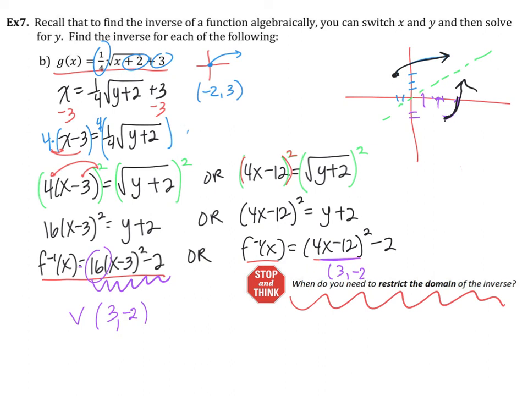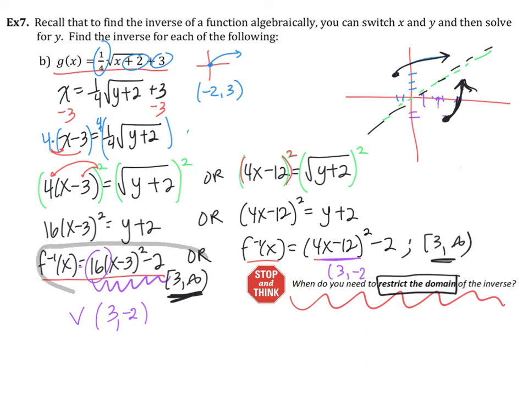So I have to restrict the domain. Both of these, I have to go from 3 to infinity only. So it's essential that I restrict the domain and I only go from 3 to infinity. And now I have a proper reflection over that y equals x line. So you must restrict the domain in order to get the answer correct. We will do more of that in our next lesson, in lesson 2. We'll be bringing that back for the absolute value as well.